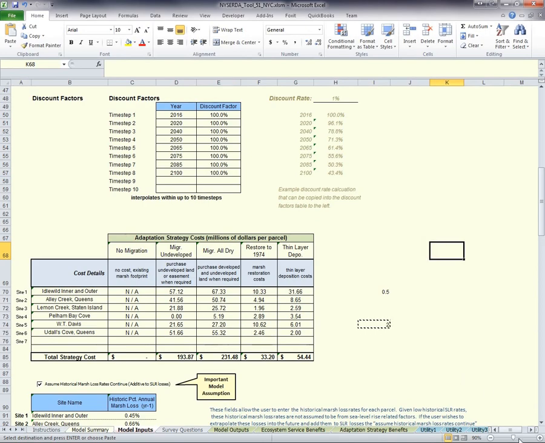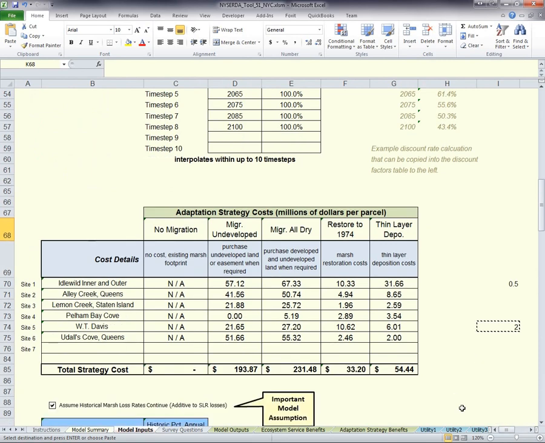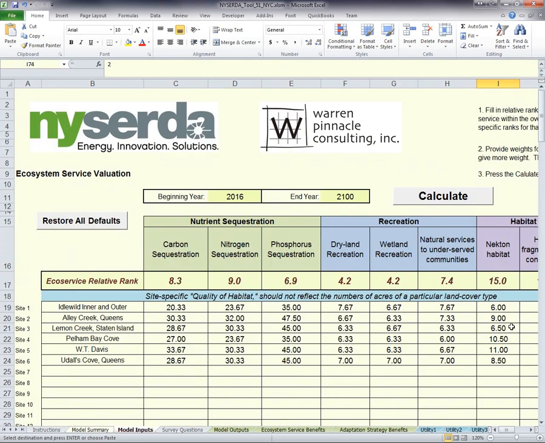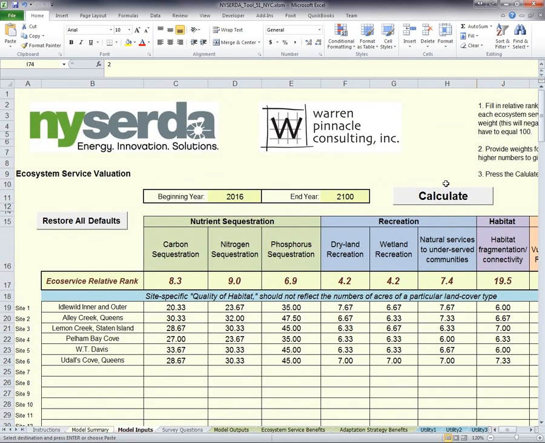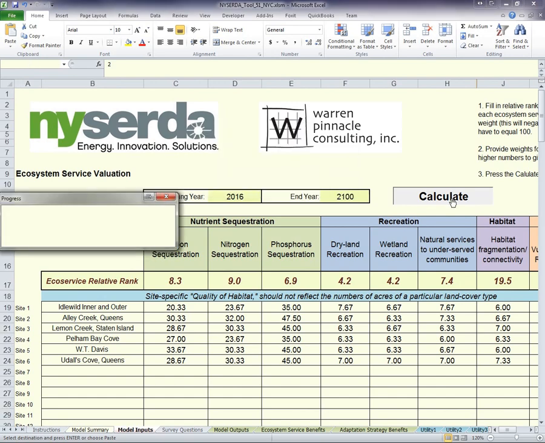So no matter how you did that, manually or otherwise, your costs should have ended up looking like this. W.T. Davis at 2165 and 2720, and the total marsh restoration costs being at 33.2 million. Now let's go back up and rerun it. I'm going to go back, and I'm going to call this cost adjustment. Hit OK.